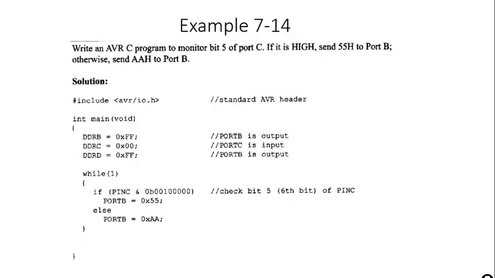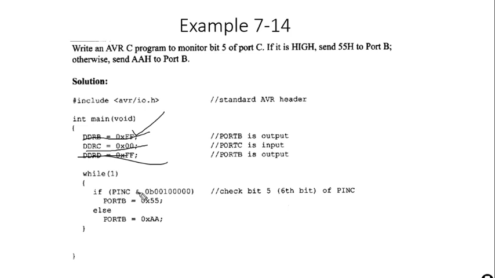So let's see an example here. Write an AVR C program to monitor bit 5 of port C. If it is high, send 55 to port B, otherwise send AH. So here we first declared the two output ports, configured the two output ports plus the input port, in the infinite while loop, as I mentioned in the previous slide.